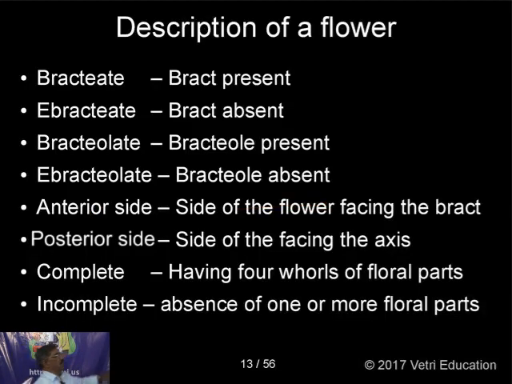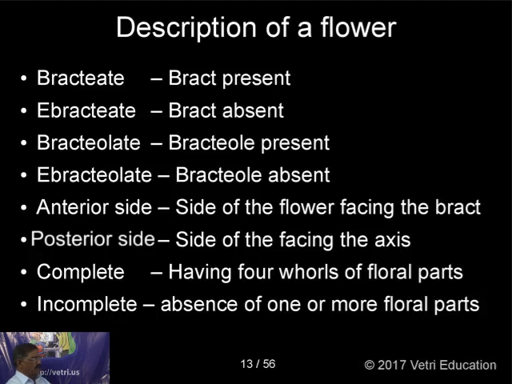Next, description of the flower. As I told you already, there are many technical terms in the flower from beginning to end. You have to remember them, write them once or twice, and note down the spelling also. Here you can find bracteate, bract is present, ebracteate, bract is absent. Bracteolate: as I told you already, a small leaf-like structure found on the pedicel is the bracteole. If the bracteole is present, it is bracteolate, and if absent, ebracteolate.